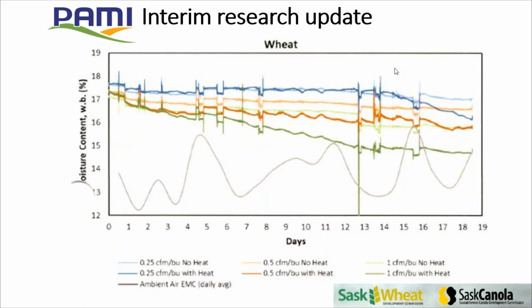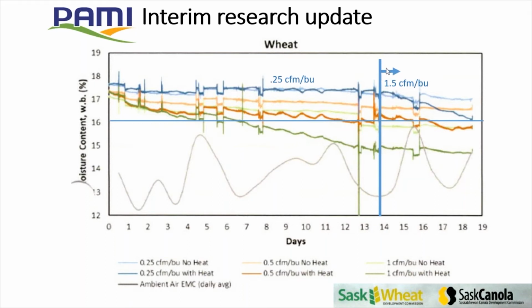And this is a plot of wheat, and we've got various moisture contents here. It basically shows the rate that the wheat was drying versus days of drying. Now here's the first trial. They just used a very low rate of 0.25 CFM per bushel. You can see that the darker blue is with supplemental heat, and the light blue is just with ambient air. And at that low rate, there really was very little drying.